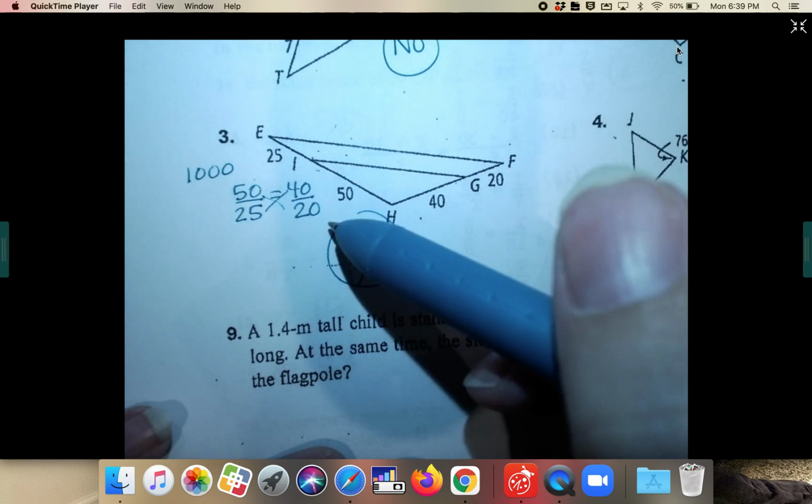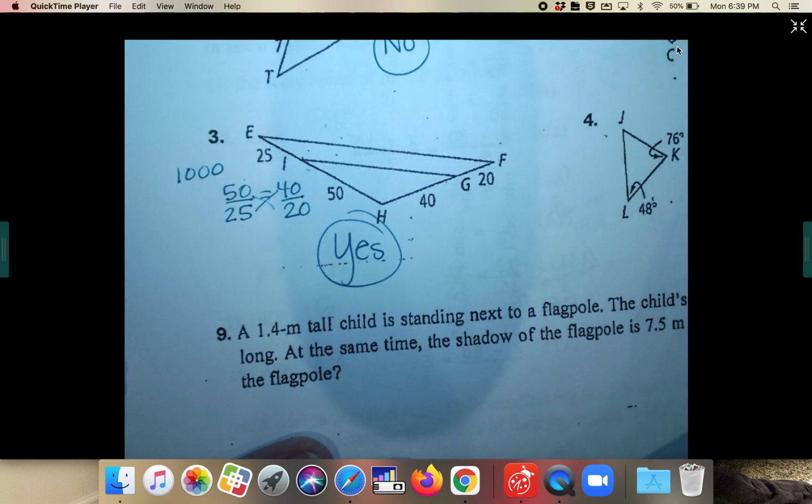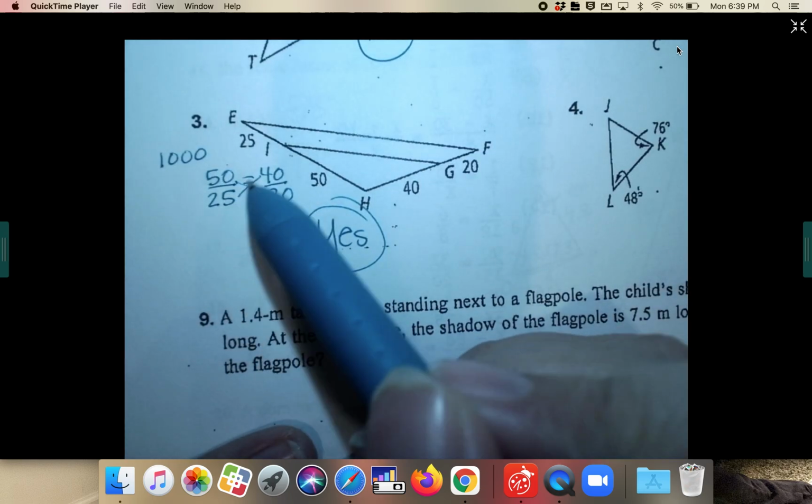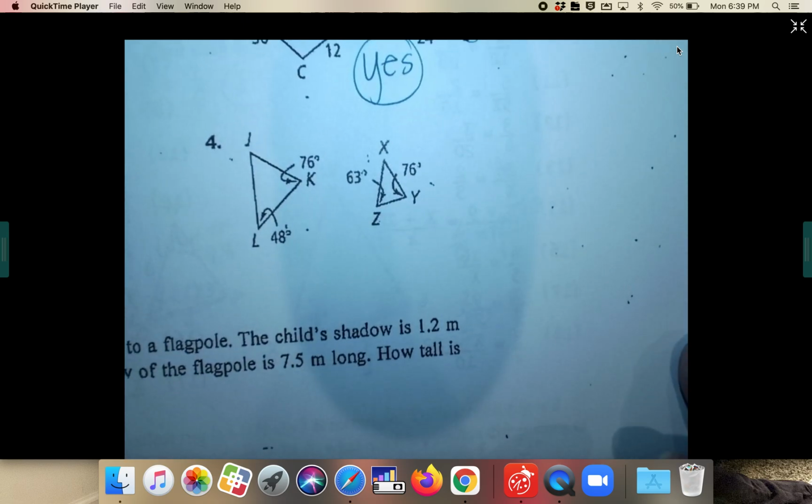Or you could simplify them and see if you get the same answer. That's double, that's double. So yeah, that would have been a lot quicker.